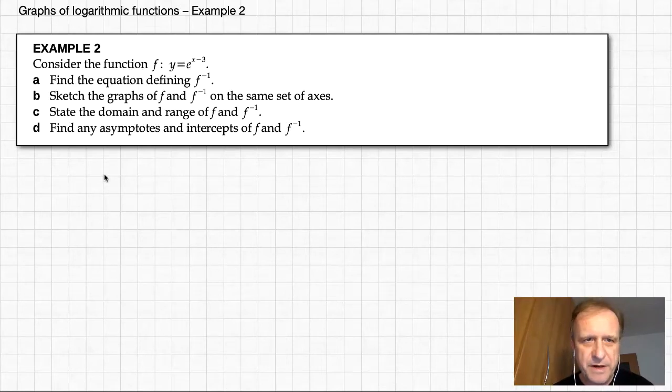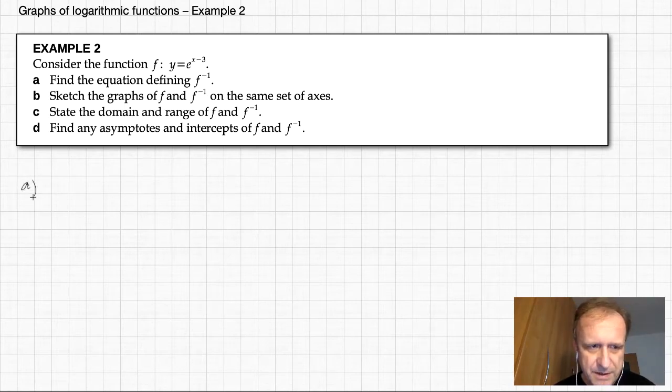Graphs of logarithmic functions, example 2. Consider the function f, y equals e to the power of x minus 3. In part A, find the equation defining the inverse function. Okay, so let me start part by part.